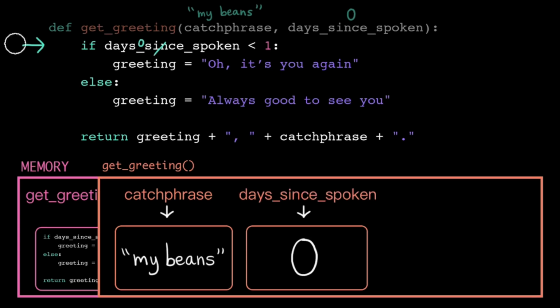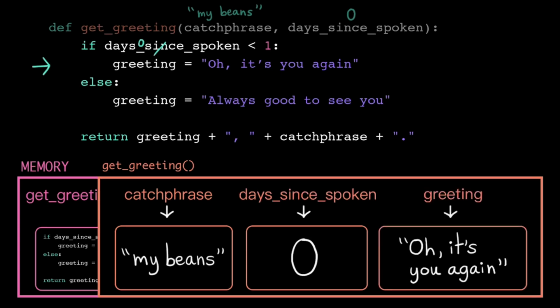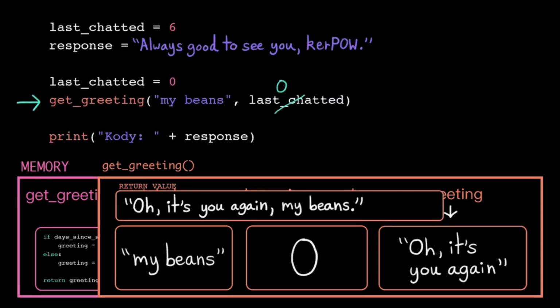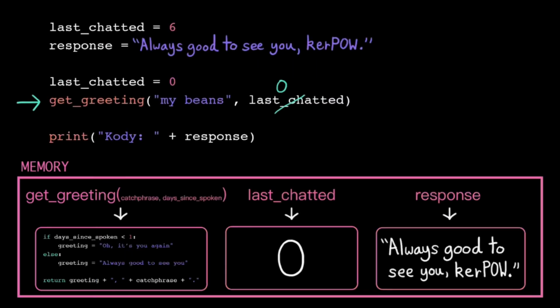Days since spoken contains 0 this time, so we execute the if branch. And then we're back at the return statement. This string expression evaluates down to, oh, it's you again, my beans. And once we have that single value, we return back to the call site, popping off that stack frame.